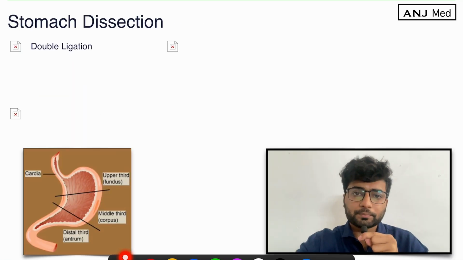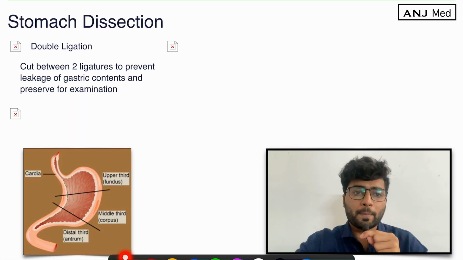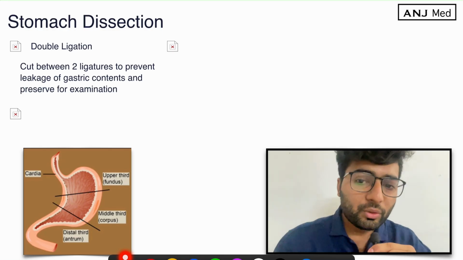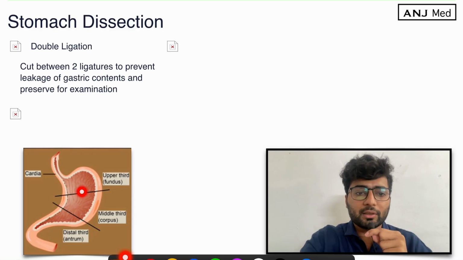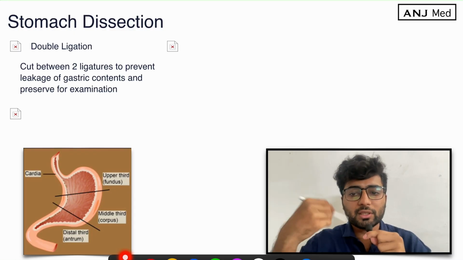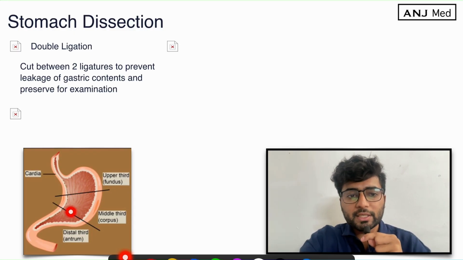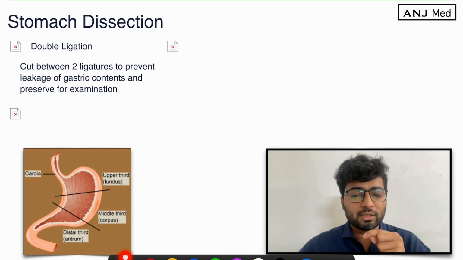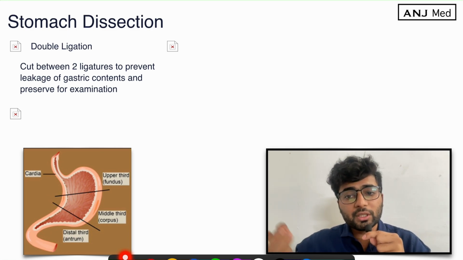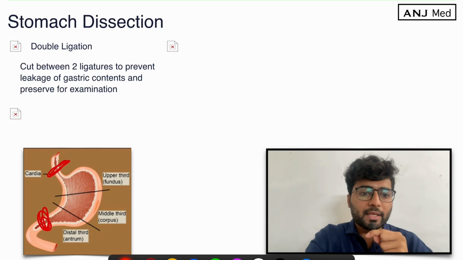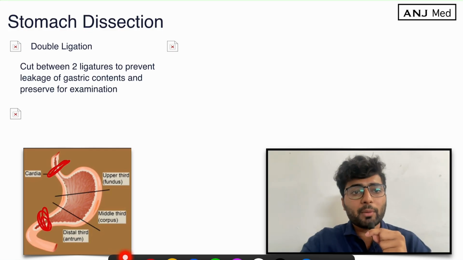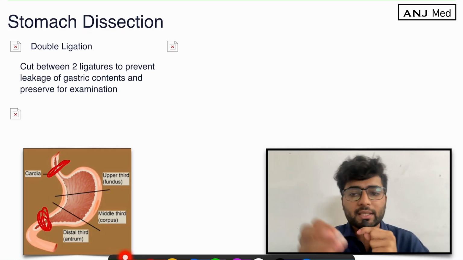Okay. Now stomach dissection. See, when do we need to dissect the stomach? Let's say there is a poisoning case and the person has died due to ingestion of poison, so there will be poison inside the stomach, right? So when we dissect the stomach, we are making sure that this poison doesn't leak out. So we'll apply two ligature cuts, one here and one here. So we'll ligate this part and this part and then we'll dissect. So there is double ligation, and then we are examining the gastric contents.